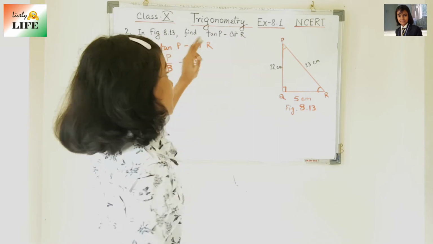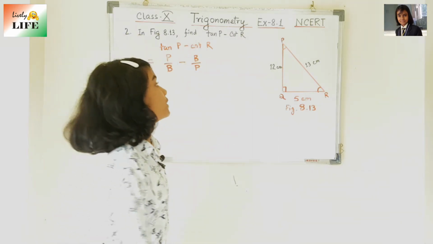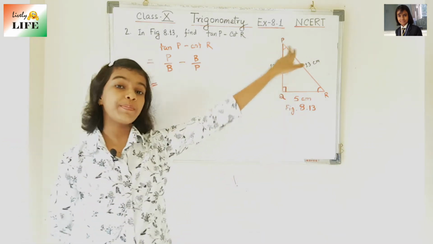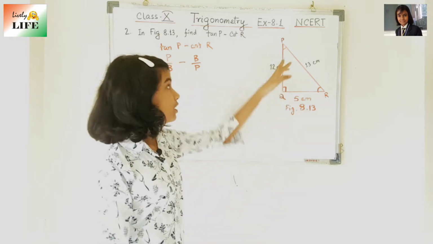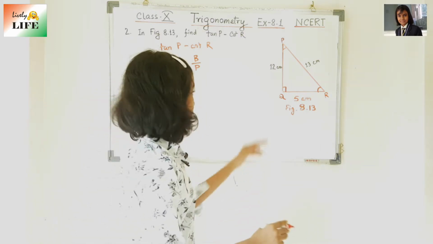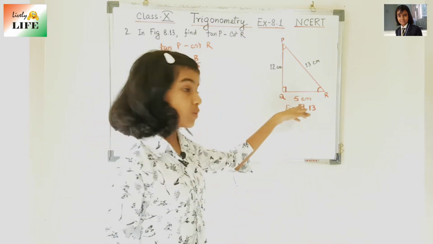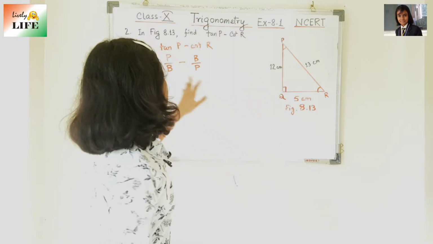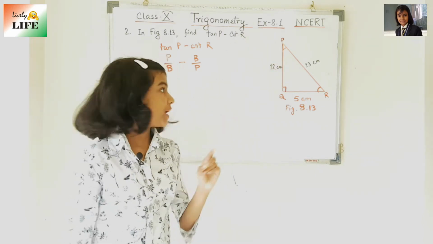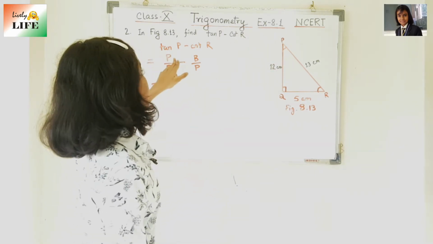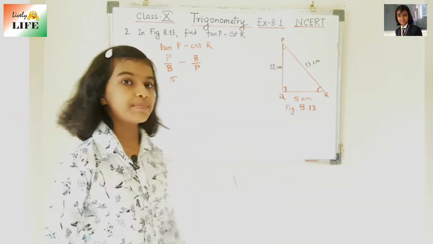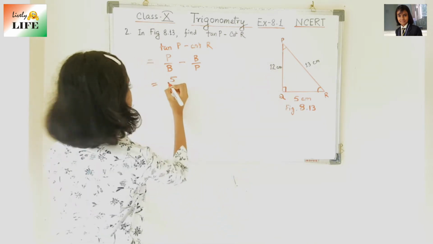Now, tan P means we have to find it in respect to angle P. In respect to angle P, which is the perpendicular? The perpendicular is QR. What is QR? QR is 5 cm. And what is the base? In respect to angle P, the base is PQ, right? 12 cm. So the perpendicular is 5 cm, and the base is 12 centimeter.